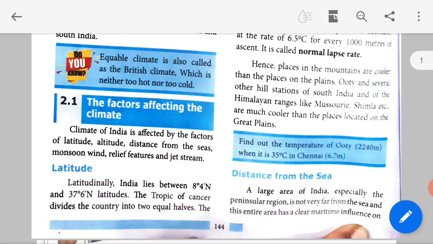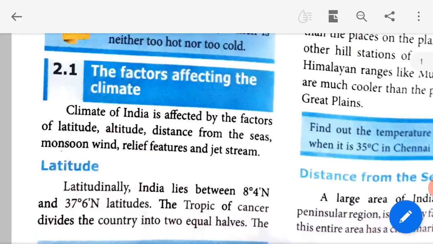So what are the factors affecting the climate of India? The climate of India is affected by the factors of latitude, altitude, distance from the sea, monsoon wind, relief features and jet stream. So 6 factors. There are 6 reasons why the climate of India is like this, okay, and we are going to learn that in detail.